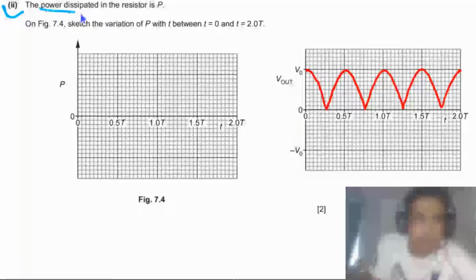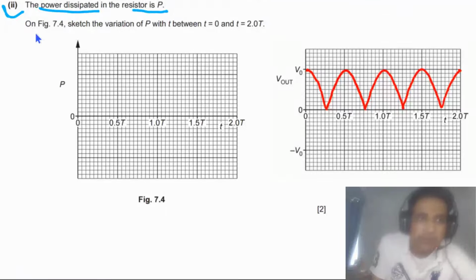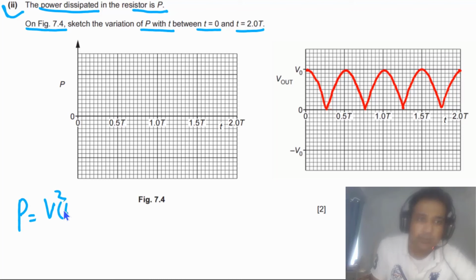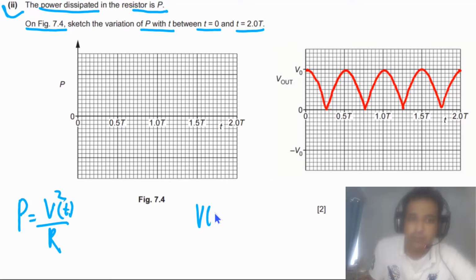The second part says the power dissipated in the resistor is capital P. On figure 7.4, sketch the variation of P with t between t equals 0 and t equals 2.0 capital T. So first of all, we need to understand power, how this is linked with voltage. Power is equal to V squared, V as a function of time, divided by capital R.